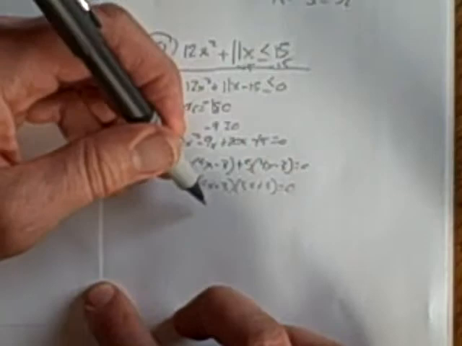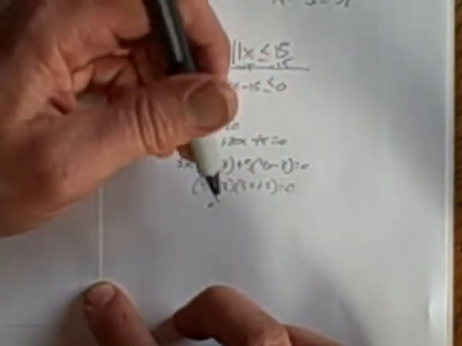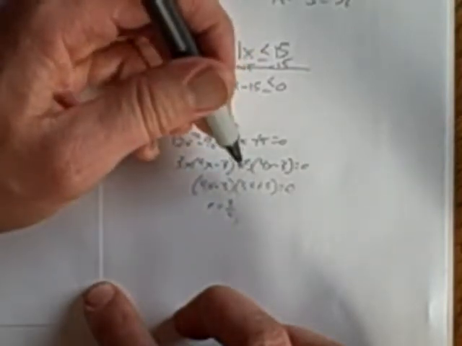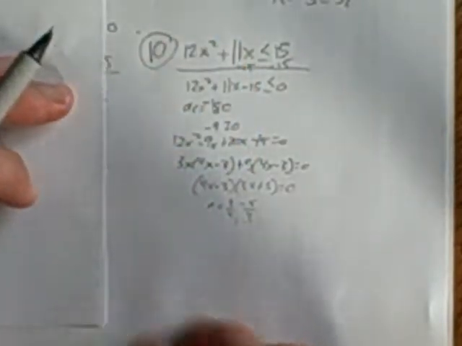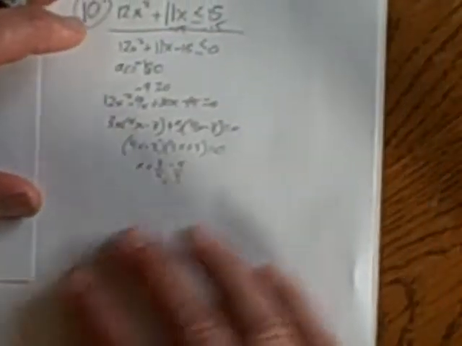Again, I'm just finding my border points. I solve this one for 0, I get x is equal to 3/4. Solve this one, I'm going to get x is equal to negative 5/3. So there's that. So now, scoot it up a little. I'm going to scoot it over.